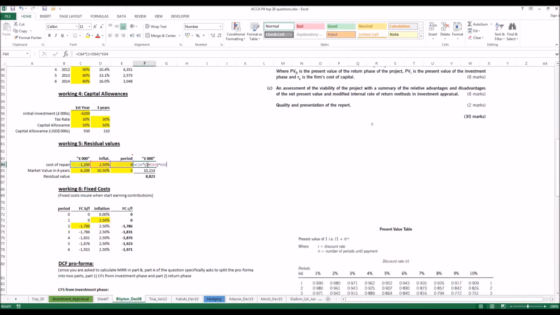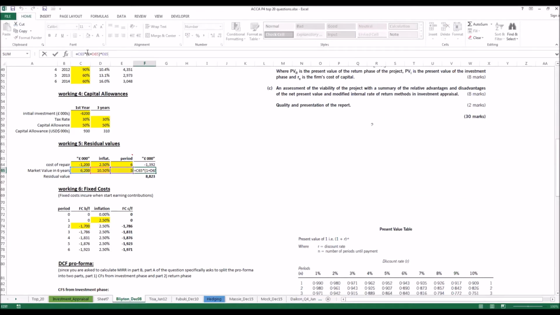Obviously adjusted for inflation. So that's 1.2 million times 1 plus 2.5% to the power of 6. So that's 6 periods. We are told that the market value is going to be after year 6. Mind you, that 1 year was taken for construction purposes. So we have only 5 periods.